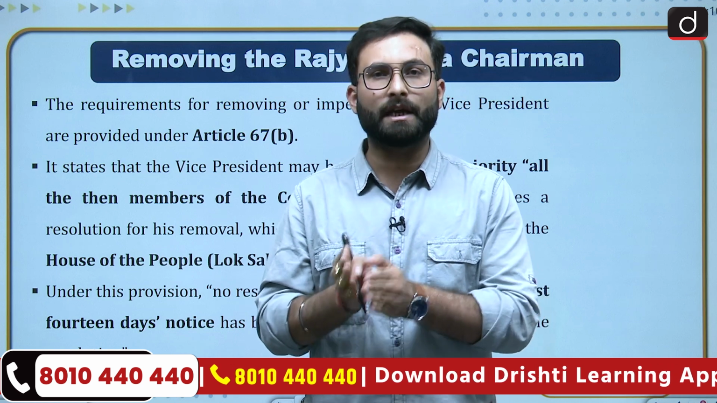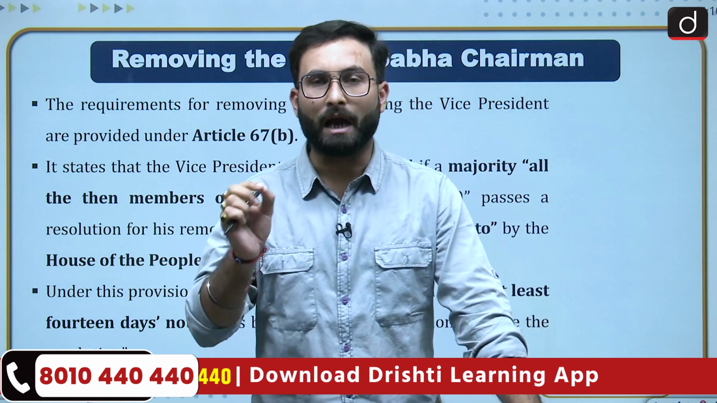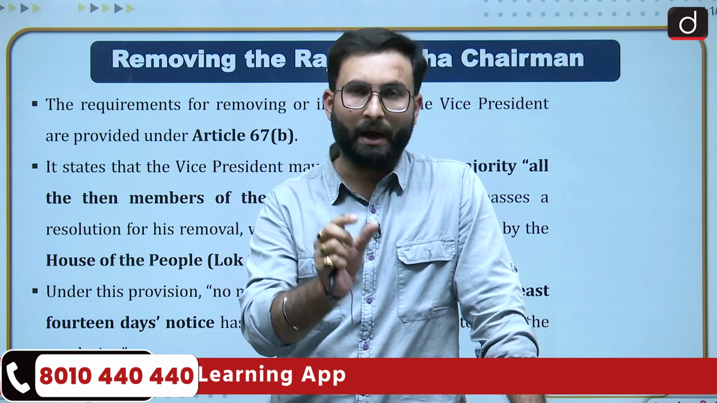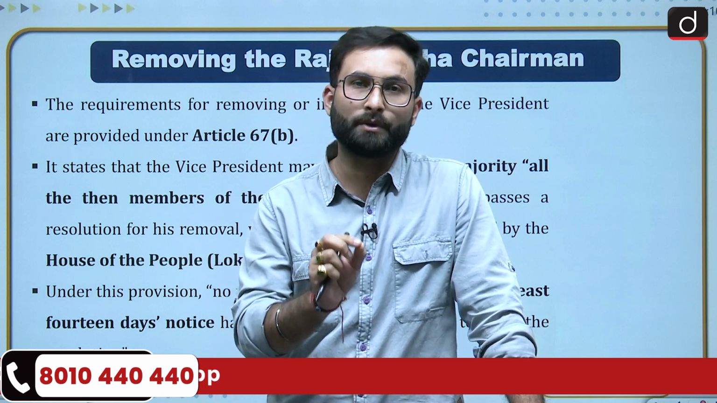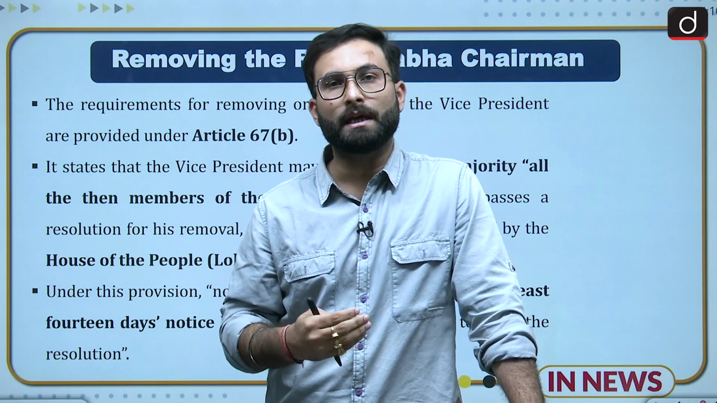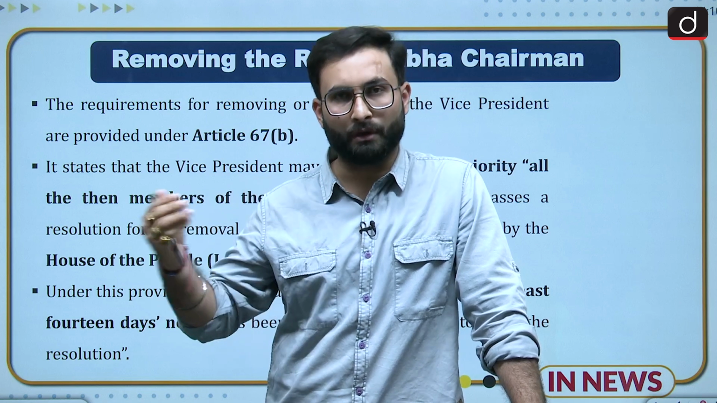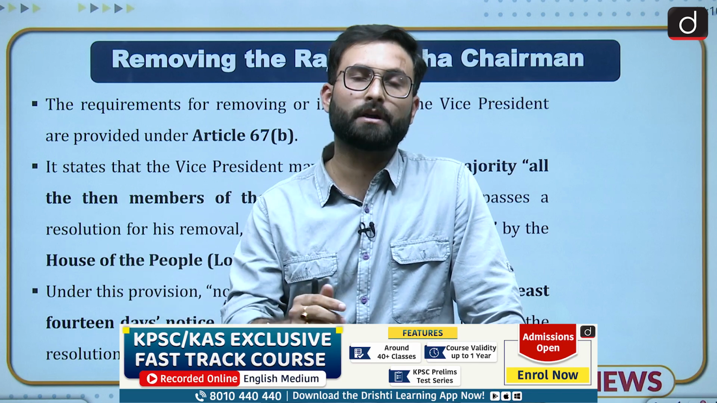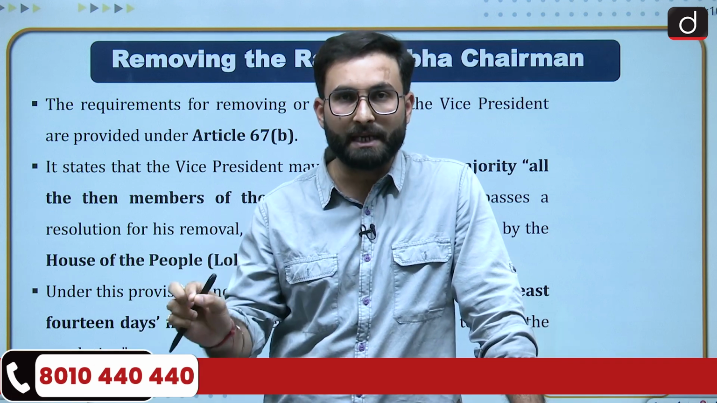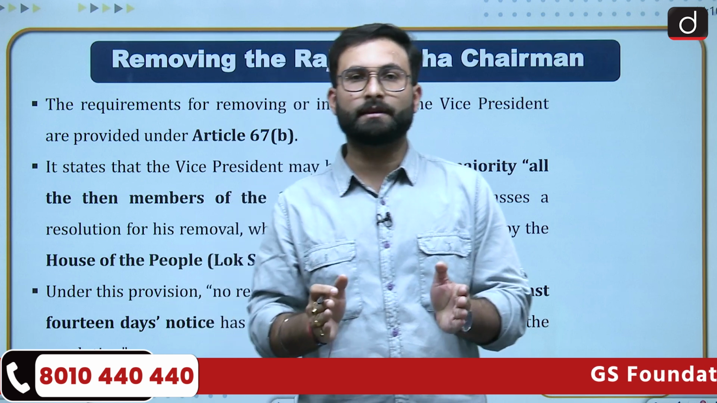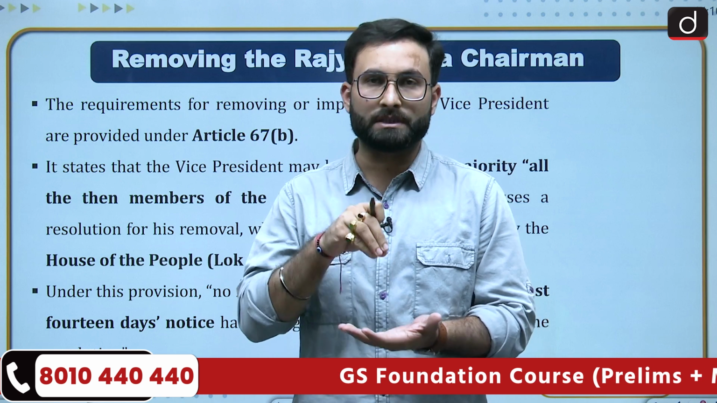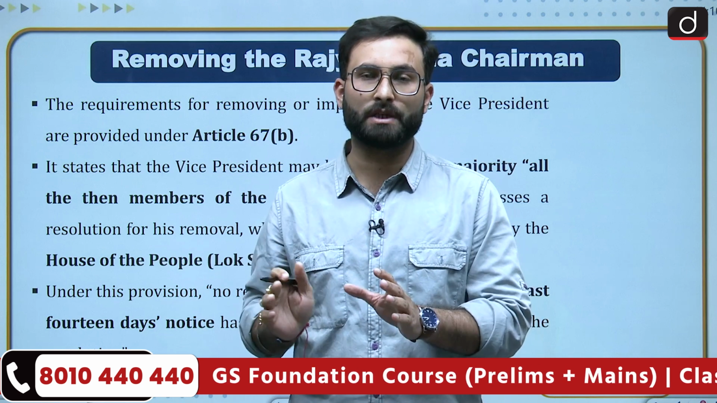On the expiry of 14 days, the house will go for the discussion and then the voting. In the voting, they have to pass the resolution with a majority of the total membership of the house. Once that resolution is passed, it will be sent to the other house, that is Lok Sabha, where you again go for discussion and voting, and here the majority will be a simple majority of those present and voting. Once it is done, from that point of time, your vice president or the chairman of Rajya Sabha stands removed. So that is the basic procedure.